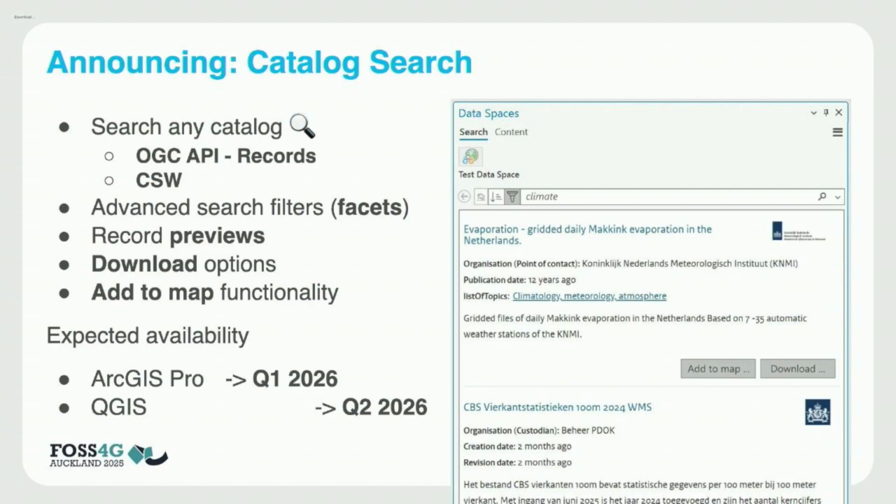And that could be using feature services, or things like WMS services, portrayal services. So that's expected for ArcGIS Pro in the first quarter of 26. Once we have that ready, we'll work on making it available in the QGIS Bridge as well.